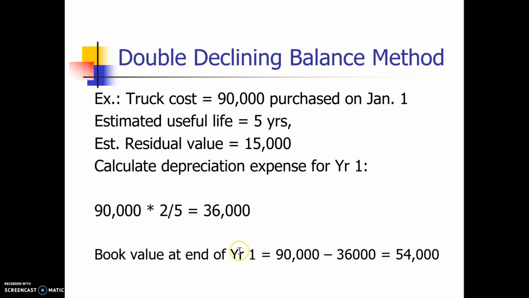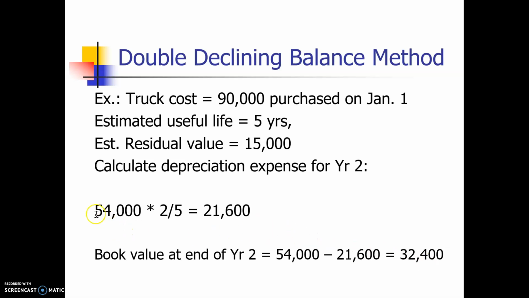And so our book value at the end of year 1, 90,000 minus a 36,000 accumulated depreciation gives us 54,000 is our new book value. So now when we go to year 2, it's book value times 2 divided by the useful life of 5. So it'll be 54,000 is now our book value times 2 divided by 5. 21,600 is now our depreciation expense.